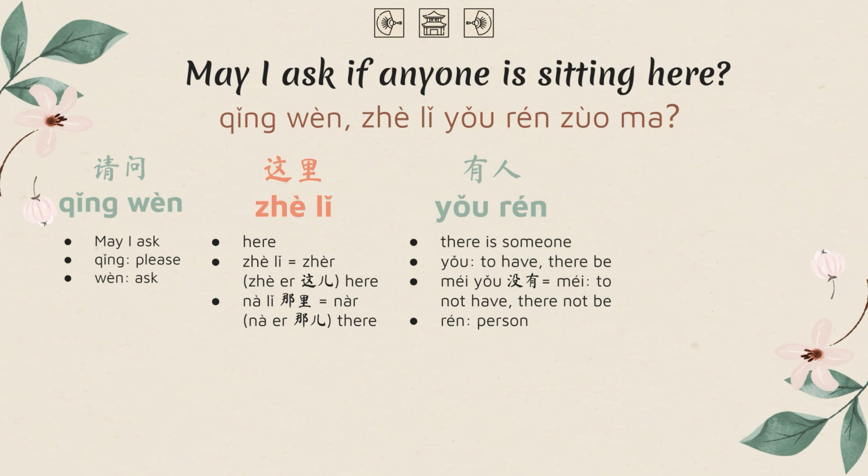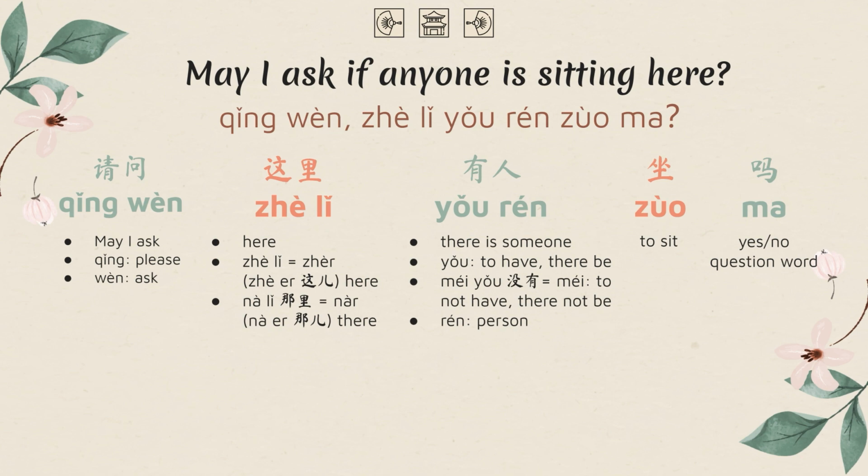The opposite of 有 is 没有, or you can shorten it to just 没, to not have, or there isn't, there aren't, there wasn't. If you wanted to say there isn't anyone, 没有人, or just 没人, and then 人 means person. 坐 means to sit, 坐. And then 吗, we've seen 吗 in the previous slide, 吗 is a yes or no question word. So the whole thing goes, 请问这里有人坐吗? Literally, may I ask, here is there somebody sitting? 请问这里有人坐吗? Hopefully the person will happily say, 没有人, nobody, there's nobody sitting here.